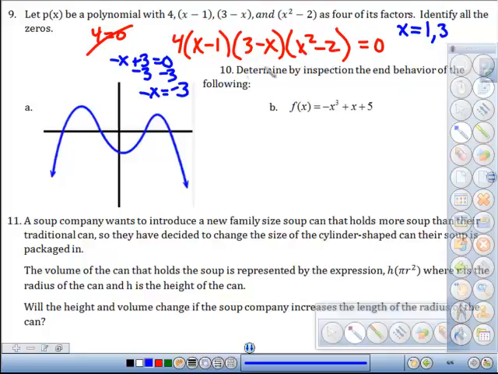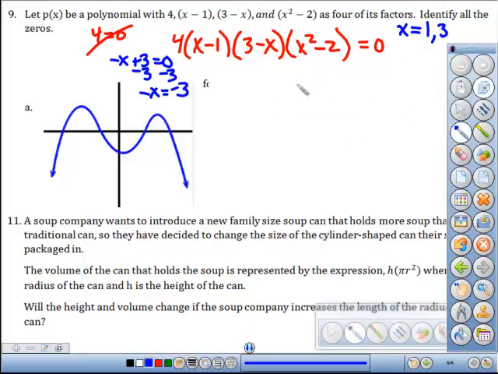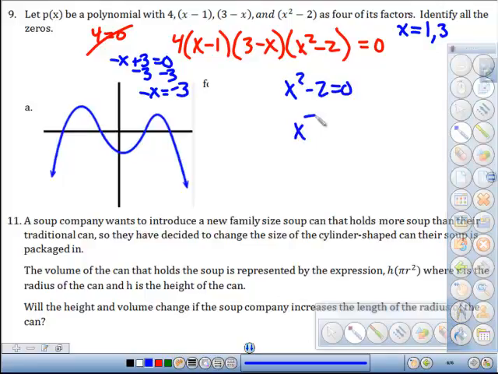And then over here, if we set that equal to 0, x squared minus 2 equals 0, we're going to add 2 to both sides. Got x squared equals 2, take the square root, and don't forget plus or minus, so we have plus or minus the square root of 2.